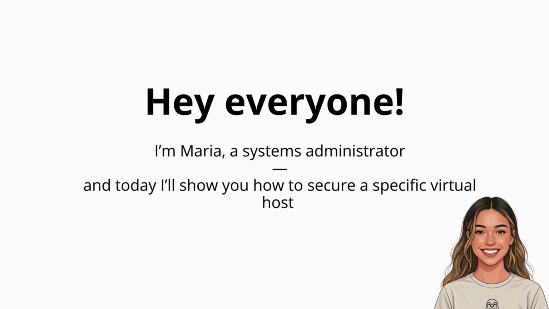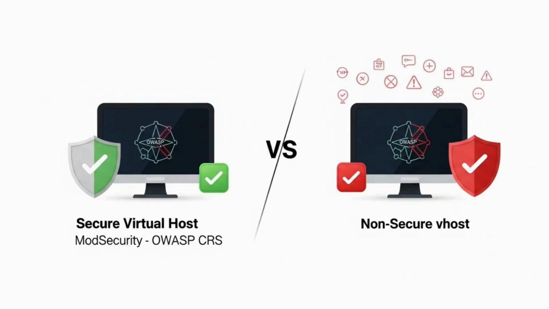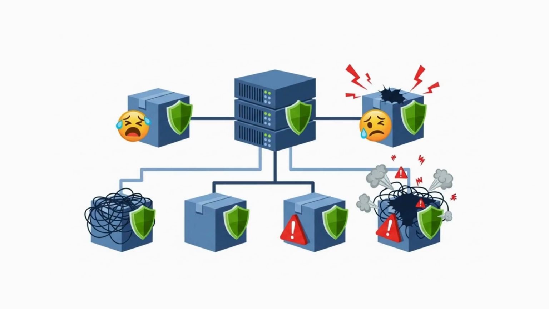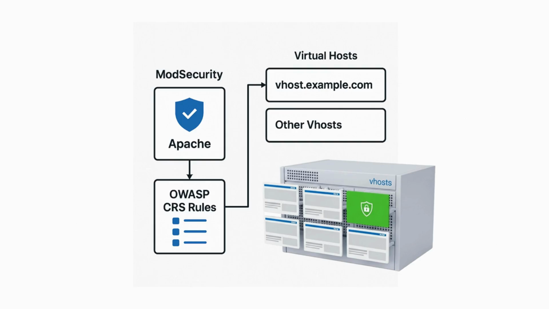I'm Maria, a systems administrator, and today I'll show you how to secure a specific virtual host using mod security with the OWASP Core Rule Set on Apache. Many tutorials show you how to enable it across your entire server, but that's not always the ideal approach. What if you have one site that needs maximum protection and another that's just a simple page? Applying the same heavy rules to both can be inefficient and cause unnecessary conflicts. This setup is perfect for shared hosting environments where each site has different security needs.